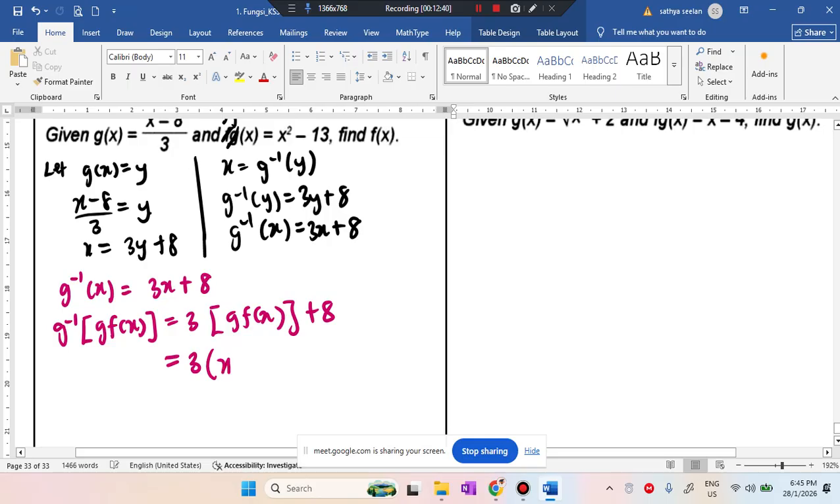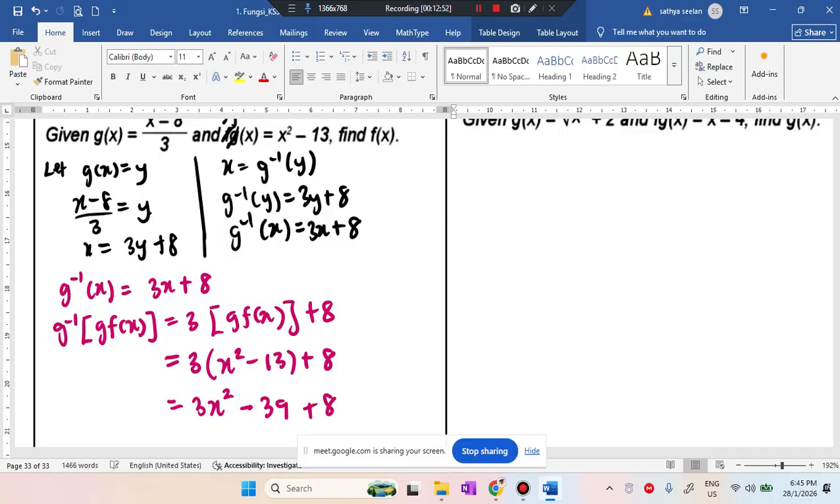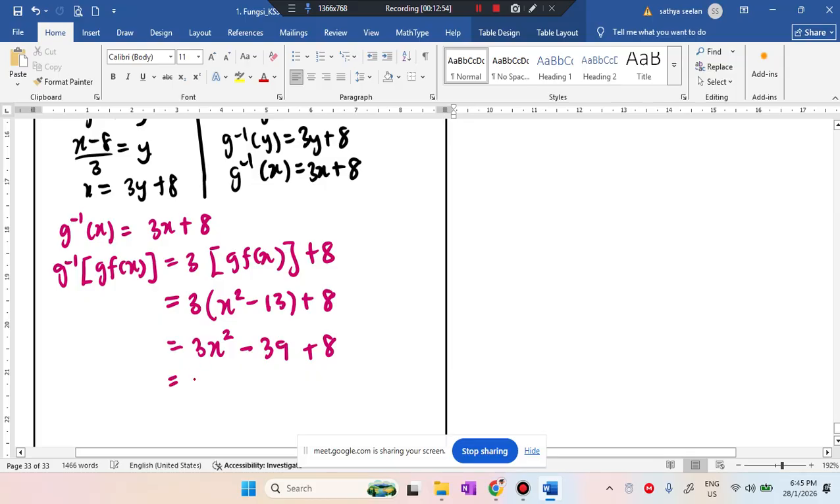Every time cikgu buat satu calculation, you can always verify with your calculator. Don't copy paste my answer. 3x square. Negative 39 plus 8. Yes, negative 31. So, itu jawapan dia. But how to do with this? Okay, G dengan G akan potong. So, tinggalkan FX. Itu cara kita buat.